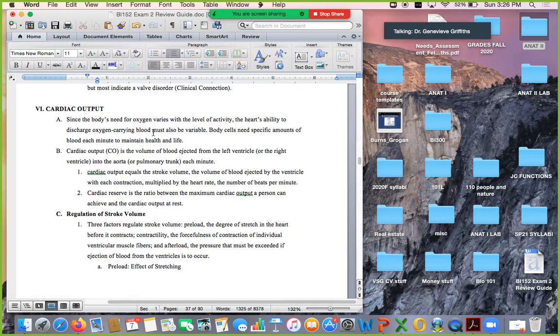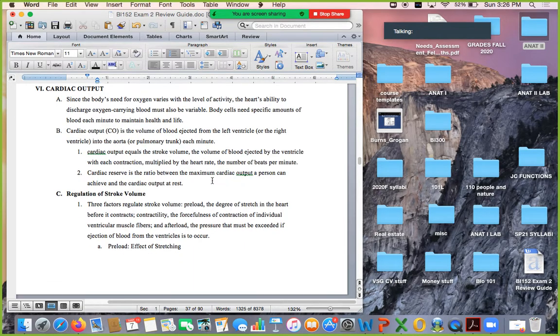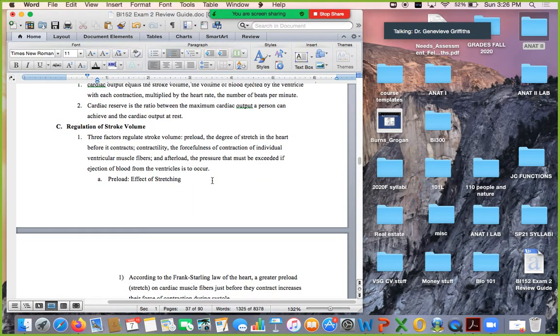So again, cardiac output is defined as the volume of blood ejected per minute into the aorta from the left ventricle, and it's going to be equal to the stroke volume multiplied by the heart rate, which is the number of beats per minute. And we can regulate both of these. So we'll talk about regulation of stroke volume first.